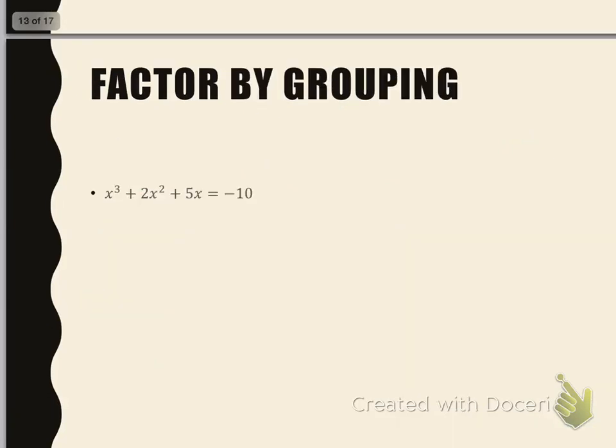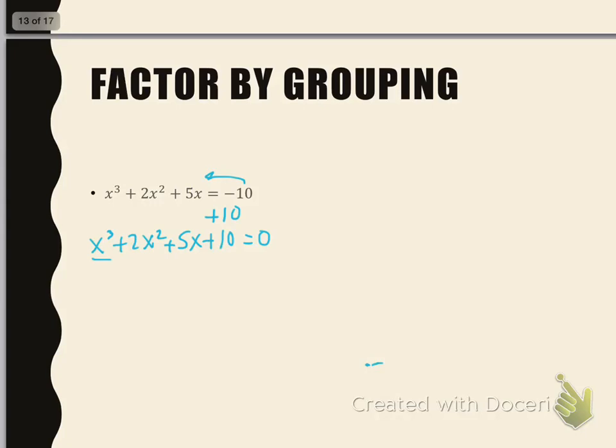Okay, this one, we're going to be talking about factor by grouping. So factor by grouping we always do when there are 4 terms. So first let's get it equal to 0. So let's add this 10 over and then keep it in standard form. So it's going to be x cubed plus 2x squared plus 5x plus 10 equals 0.